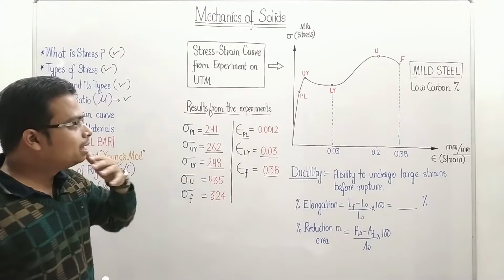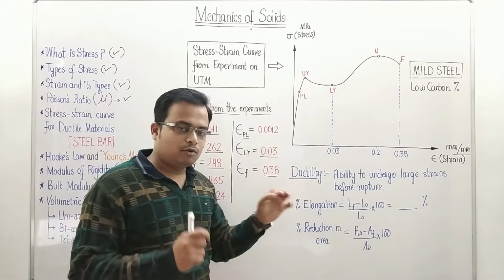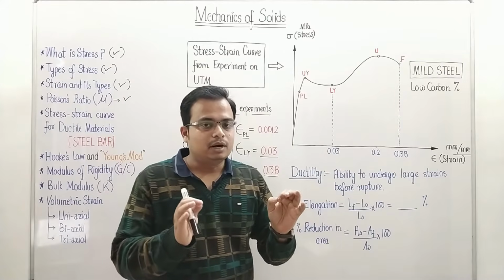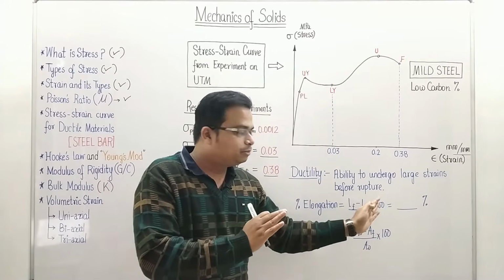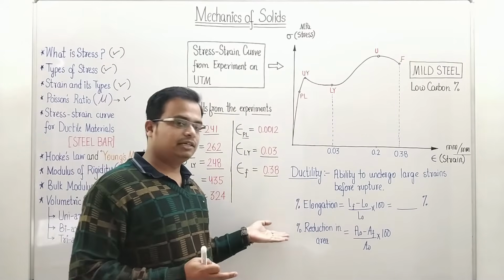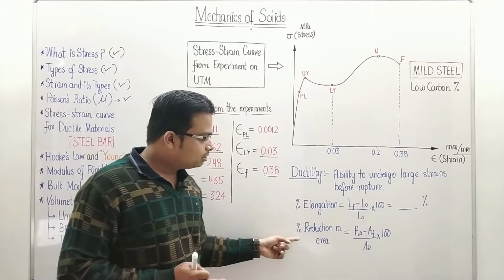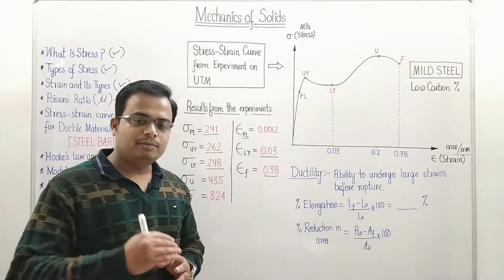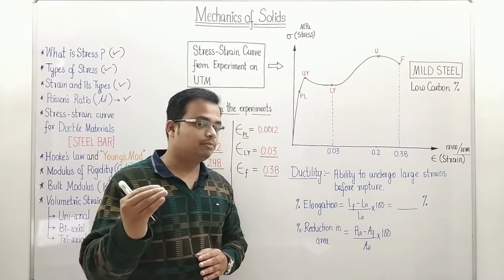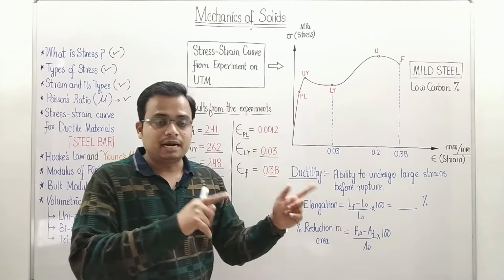Now, there is something which I need to tell you. There is a parameter in the form of ductility. And what exactly is ductility? It is the ability of a material to undergo large strains before rupture. In this case, you can get the value of ductility, and it can be judged by two different parameters. One is the percentage elongation, while the other is percentage reduction in area. If the material is able to undergo large deformations or large strains before rupture, then the material can be regarded as ductile in nature. And if it is not able to do so, then that material is brittle.